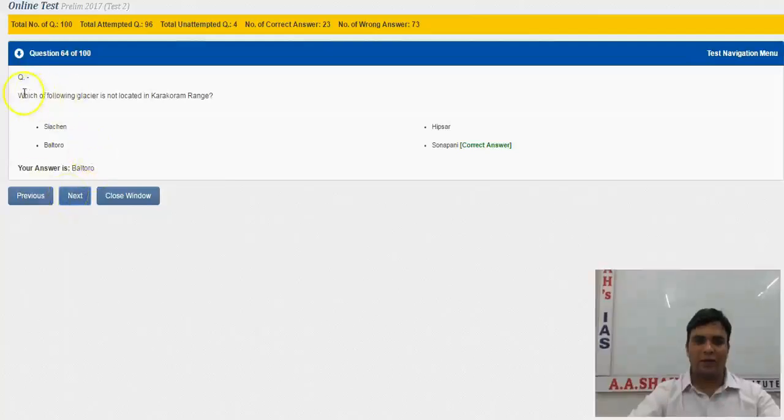The next question is about glaciers: which of the following glaciers is not located in the Karakoram range? Siachen, Baltoro, Hispar and Sonapani. The answer would be Sonapani. So again, glaciers and their associated ranges. Personally speaking, Majid Hussain has given a good list of such glaciers and their associated ranges. Just need to go through that. It's again a matter of committing the matter to your memory. Read it twice or thrice. I don't think you should have a problem. Moving on.